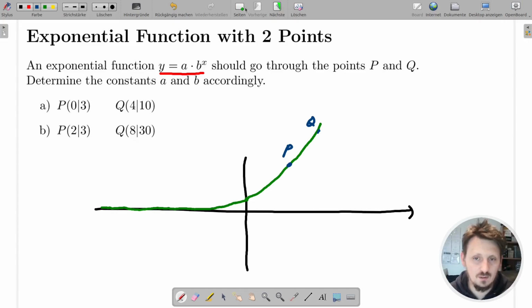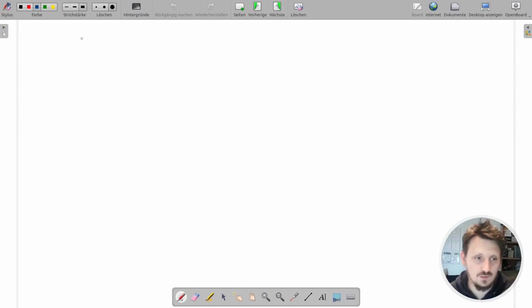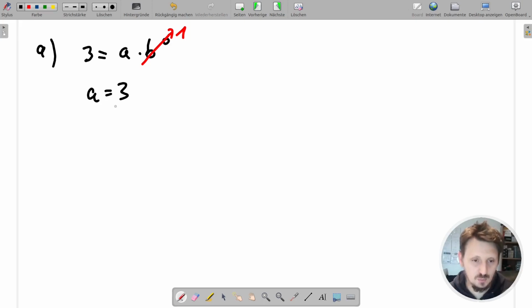I would maybe create a new page. And the first thing which we will do, we will write down our first equation from point P in part A. So this is part A. And the y value was given as 3, equal, and then a times b to the power 0. So the advantage here is, as I said, this is equal to 1. And we can directly determine a because this is a equal to 3. This is one of our results.